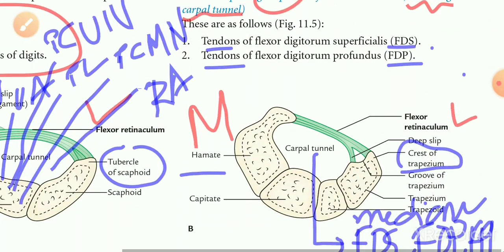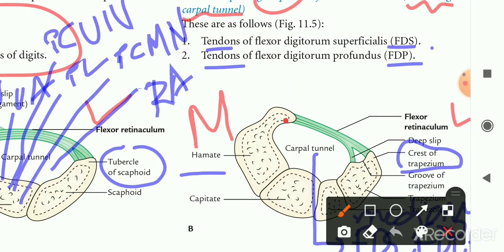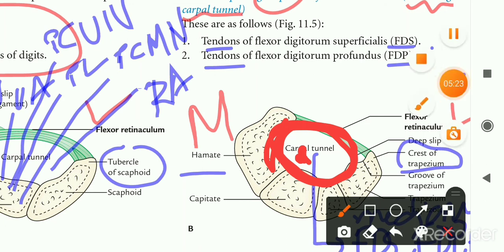So if any condition compresses the carpal tunnel, or the space is narrowed due to any reason, then this median nerve will be compressed. So the muscles or the area of the skin that is supplied by the median nerve will be hampered, and that clinical condition is called carpal tunnel syndrome. So in the latter part we will know about this in detail.